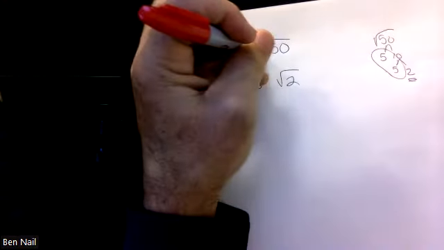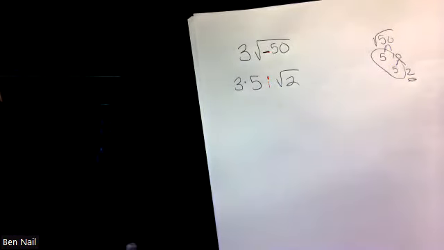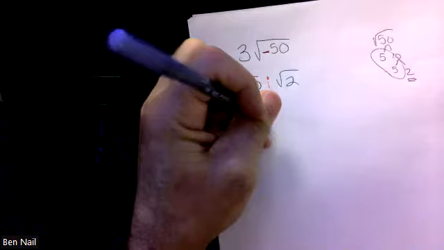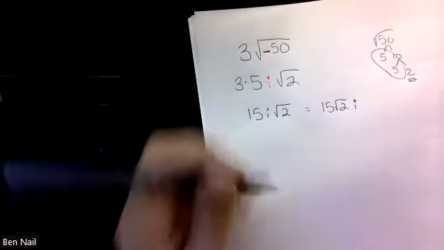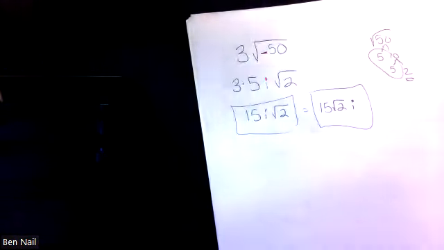And again, the square root of a negative makes this imaginary. So what we end up with is 15i square roots of 2, or 15 roots of 2i. And again, I'm okay with either of those.